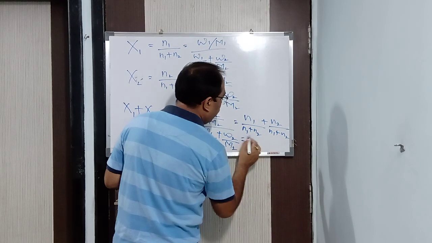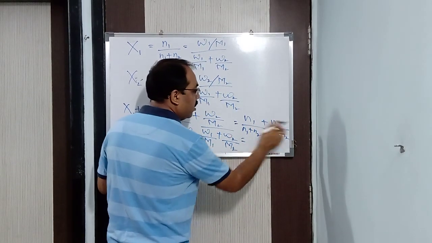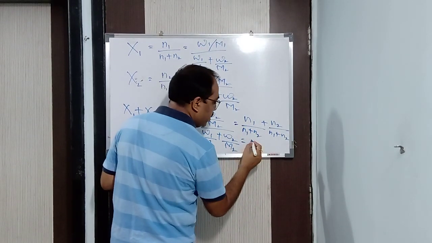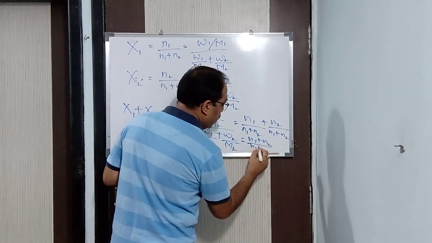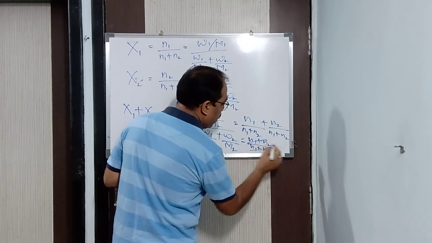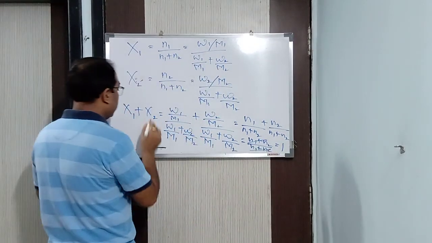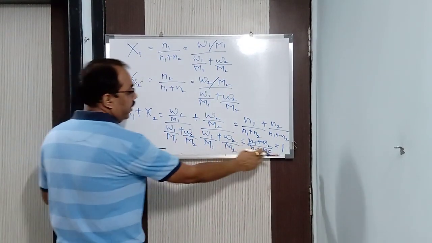Now it is very simple for you. Denominator is same or not? You can see, so numerator also added. So numerator is N1 plus N2. So N1 plus N2 divided by N1 plus N2, the answer is how much? 1. So hence X1 plus X2, the answer we got is 1.